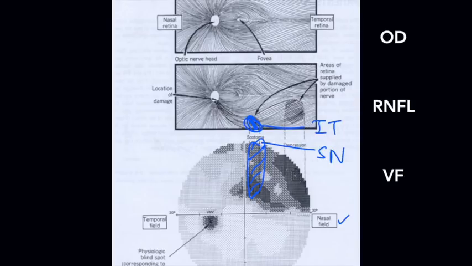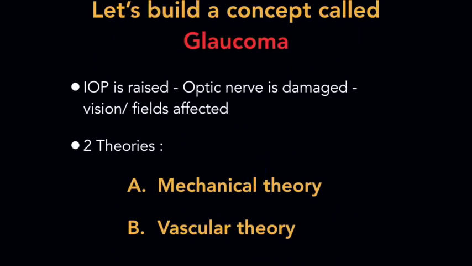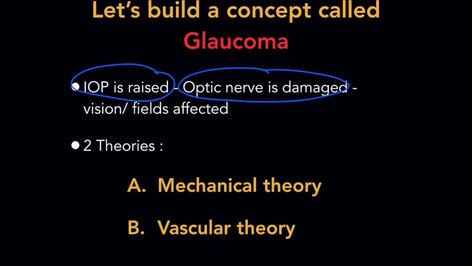So what we have learned so far is that glaucoma is a condition where there's going to be a rise in IOP, which we always know. Now we know that the optic nerve is damaged as well, and visual fields are also affected. But the question is, why does it occur? Why should glaucoma occur? Two theories are basically given. One is a mechanical theory, the other is a vascular theory.